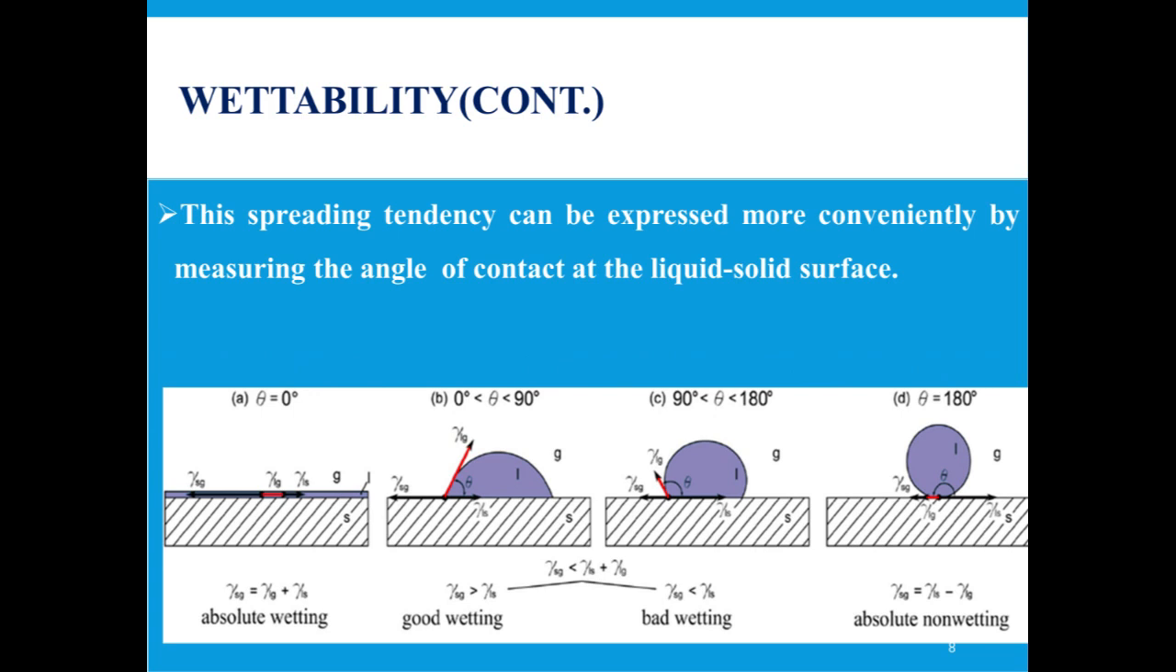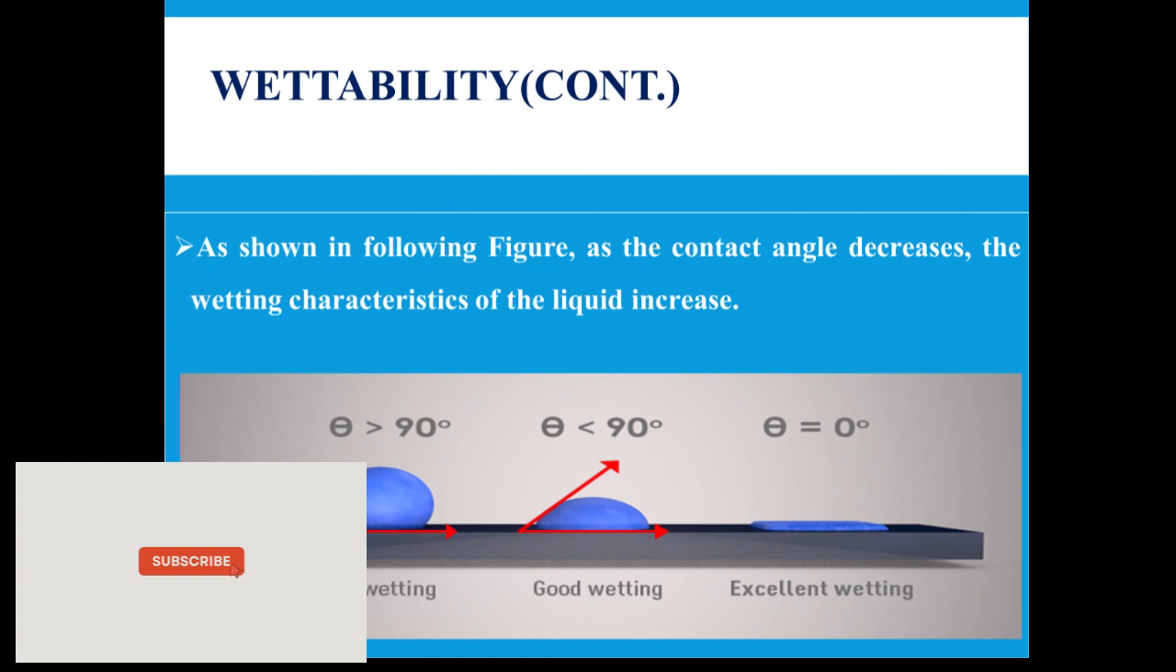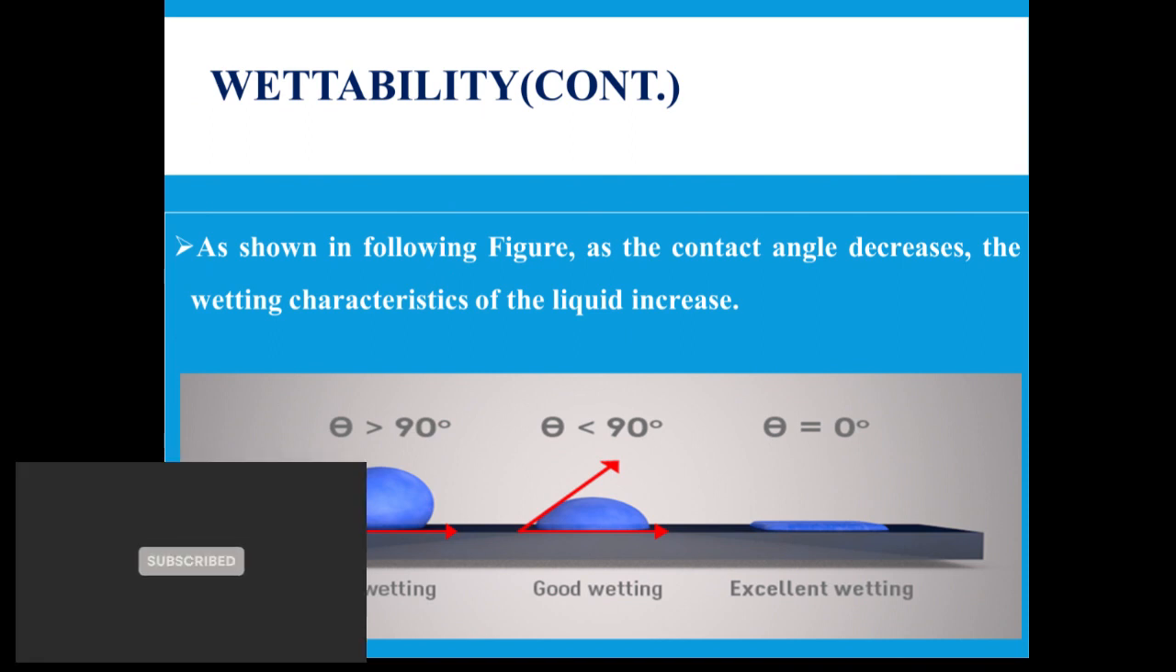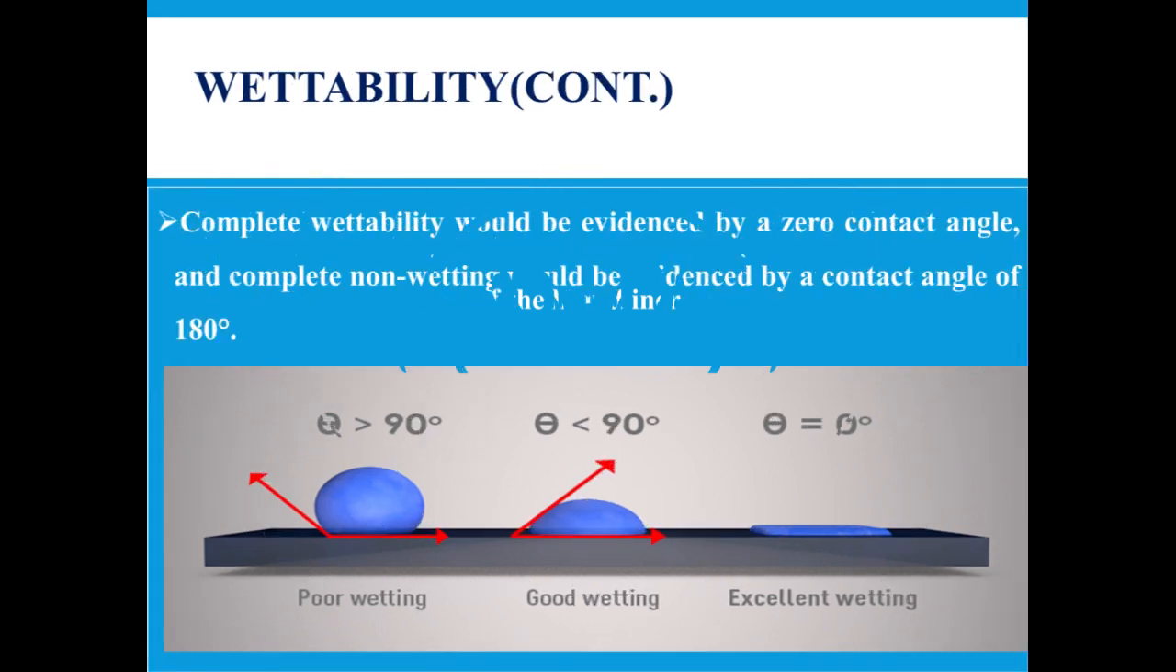This spreading tendency can be expressed more conveniently by measuring the angle of contact at the liquid-solid surface. This angle, which is always measured through the liquid to the solid, is called the contact angle, θ. As shown in the following figure, as the contact angle decreases, the wetting characteristics of the liquid increase. Complete wettability would be evidenced by a zero contact angle, and complete non-wetting would be evidenced by a contact angle of 180 degrees.